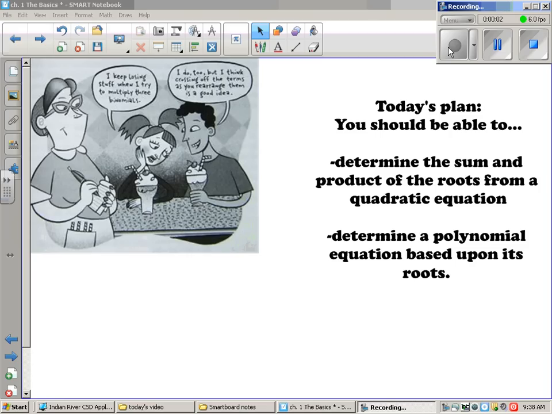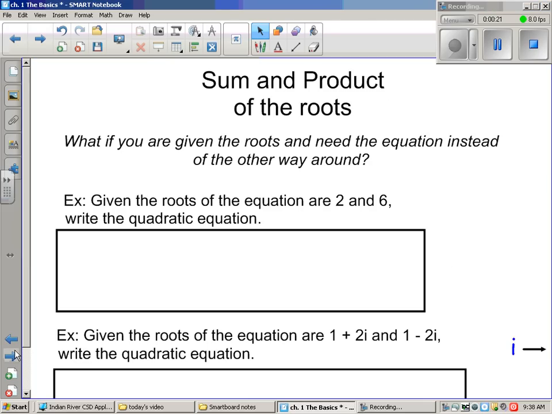Okay, so today's plan, you should be able to, by the end of the session, determine the sum and the product of the roots from a quadratic equation, and then determine a polynomial equation based upon its roots. These are two very basic things, and again, something you should have seen before. This particular lesson really shouldn't be anything new for you. But in case you have forgotten, or maybe you have had trouble in the past with this, this is a great chance to refresh your memory about it.